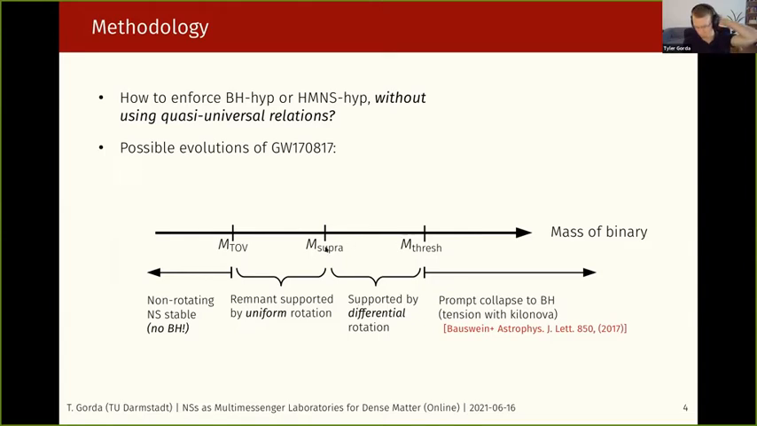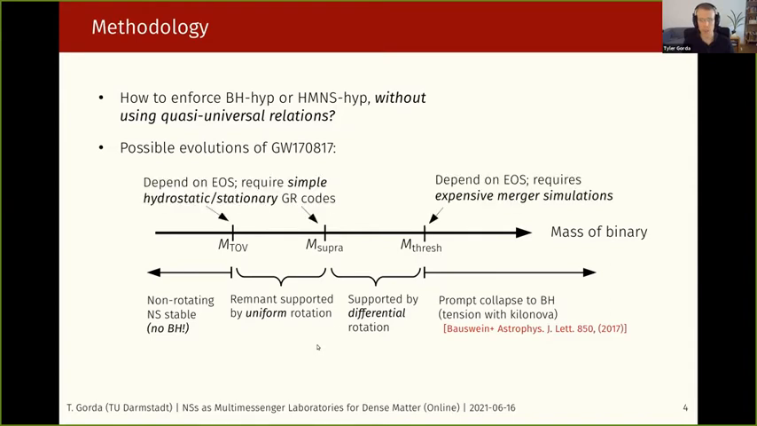And this crossover point where you have the maximum mass possible with uniform rotation is known as the supramassive limit, and a hypermassive neutron star is what you have with mass above that if it's still being supported by differential rotation. So as I said, all of these masses depend on the equation of state, but some of them are much more difficult to calculate than others.